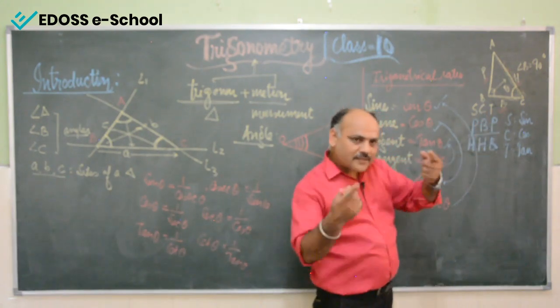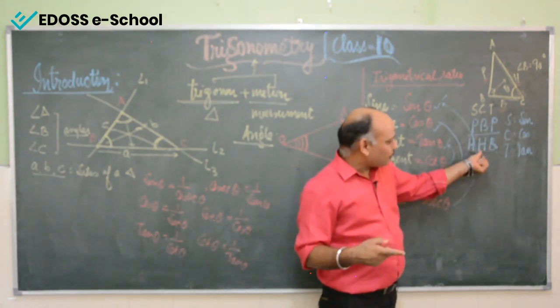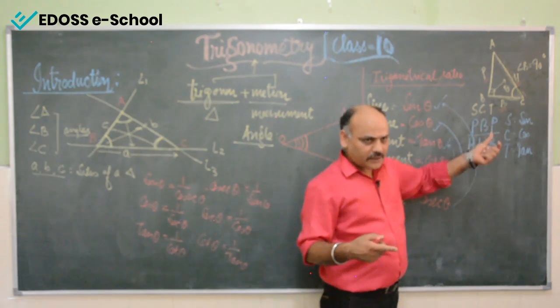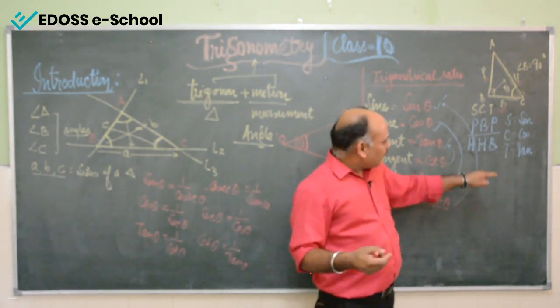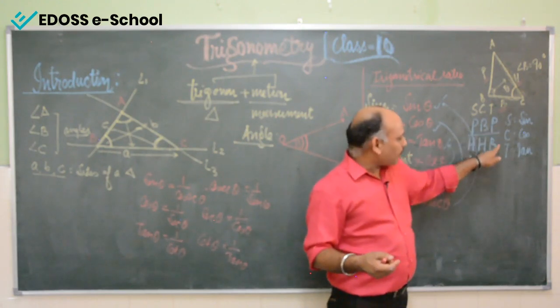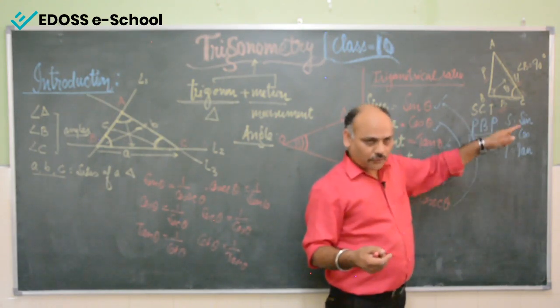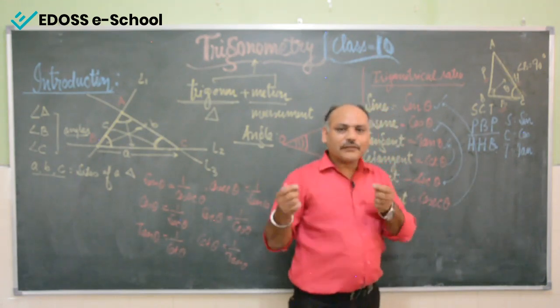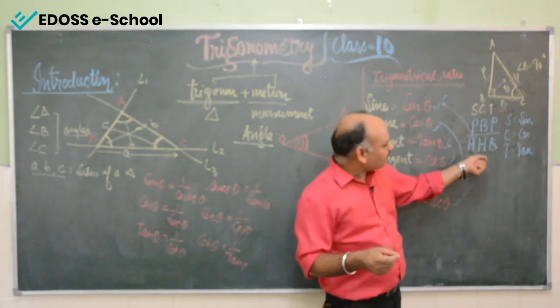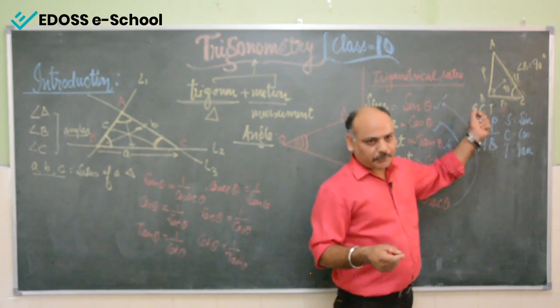Then I want to find the sec theta. Sec theta will be equal to H upon B, meaning hypotenuse upon base. And the last one is P upon B, meaning perpendicular upon base, which equals tan theta. You can say tan theta equals perpendicular upon base. If you want to find the value of cot theta, then cot theta will be equal to base upon perpendicular.